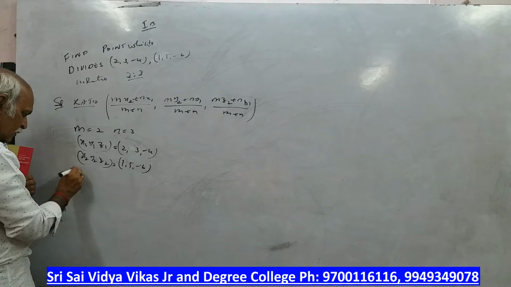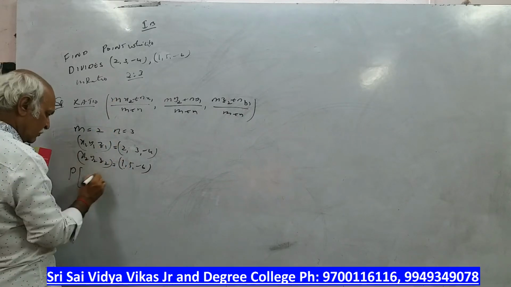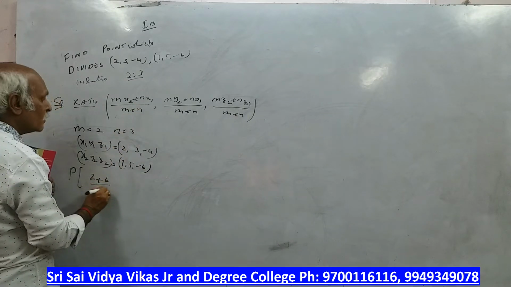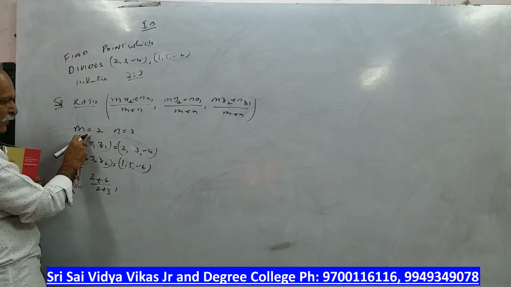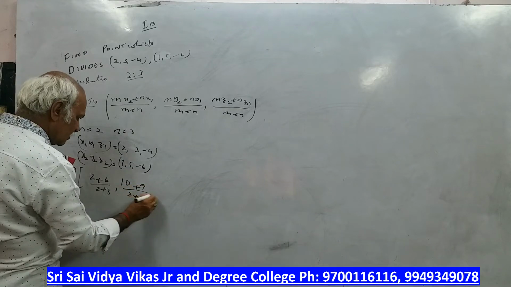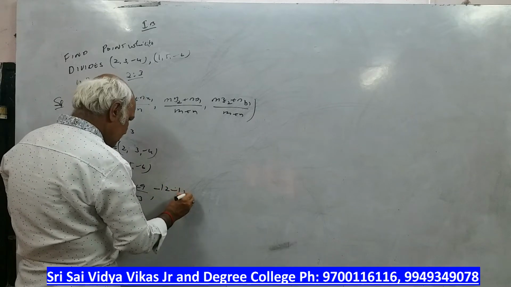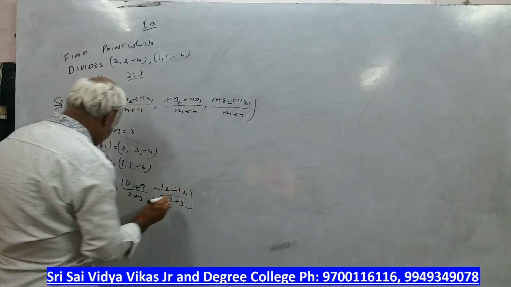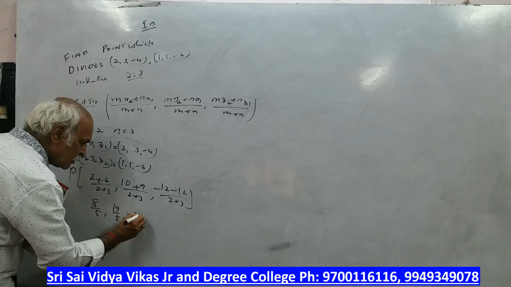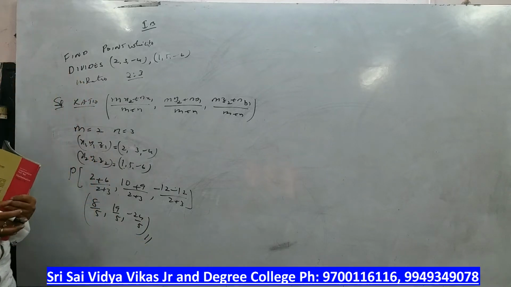Therefore, I call P: mx2, m value is 2, x2 is 1. So 2 into 1 is 2, nx1 is 3 into 2, 6, by 2 plus 3. Next my2 is 10 plus 9 by 2 plus 3. Next mz2 is minus 12 minus 12 by 2 plus 3. So how much will it become? 8 by 5, 19 by 5, minus 24 by 5. It's a formula application. Just apply the formula and find the value.